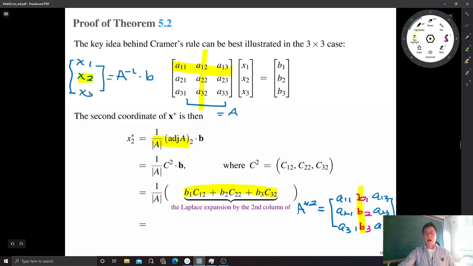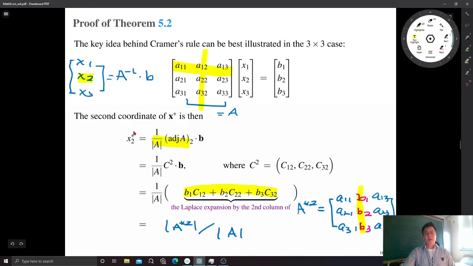So this dot product expression is going to be the determinant of A star 2, because the determinant is a Laplace expansion by one row or by one column. Okay. And divided by the determinant of A. So this is how we obtain that formula.